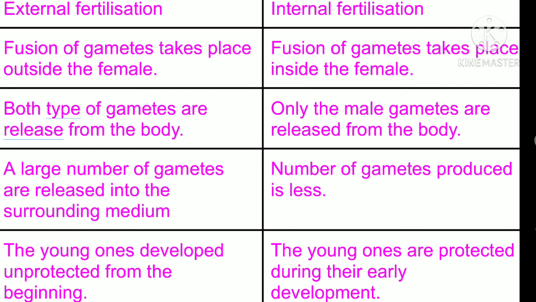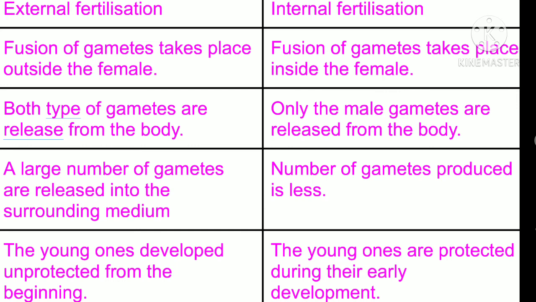In external fertilization, there is a need for a large number of gametes. So a large number of gametes are released into the surrounding medium like water, right? Why do they need to release a large number of gametes? Because the success rate, or the chance of fertilization, is very low. Maybe the gametes are not fertilized. So a large number of gametes are required. But in internal fertilization, there is no need to release many gametes. So the number of gametes produced is very small.